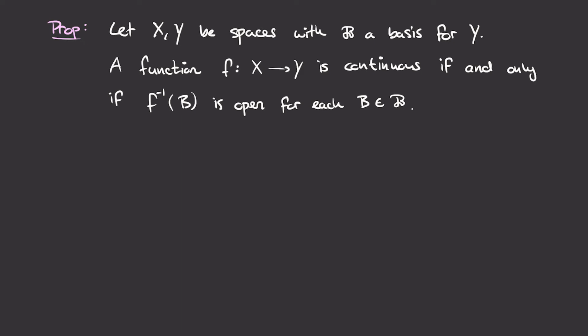So remember that the definition of continuity is that the preimage of an arbitrary open set is going to be open in X. However, here we're saying that it's enough for the preimages of the basis elements to be open. Let's see why this is the case by giving a proof.